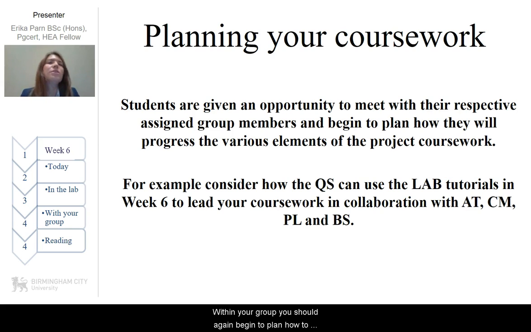Within your group, you should again begin to plan how to progress this particular element within your report. This week's lecture and interactive tutorial will particularly be of interest to the quantity surveyors, as well as the building surveyors. You will fundamentally understand how to develop cost estimates using the information from the models.